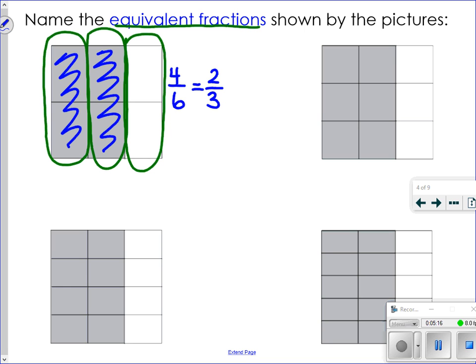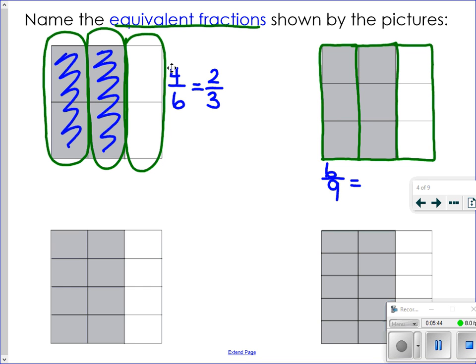Let's look at this one. I've got how many shaded pieces? Well, I've got 6 shaded pieces out of how many altogether? Out of 9, right. Let's look at this a different way. Group the shaded parts differently. Again, I'm going to look at it this way. There's one group that is shaded. There's 2 groups that are shaded out of 3 groups altogether. So 6/9 is equivalent to 2/3.